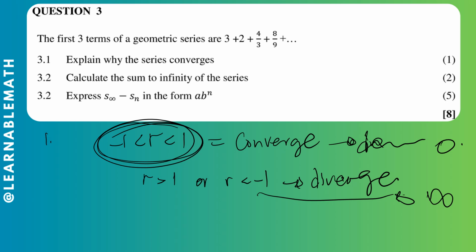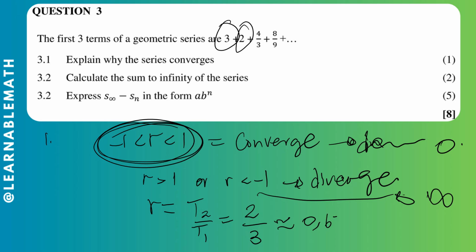So we can also give a reason by calculating r, because r is the following term divided by the previous term. In this case, term number 2 is 2, term number 1 is 3, and in decimal this is 0.67. You can see that 0.67 is between -1 and 1, and that is our reason why this series is converging. Besides that, you can just say that as the terms are decreasing as the series progresses, hence it's converging. So that's the idea really.